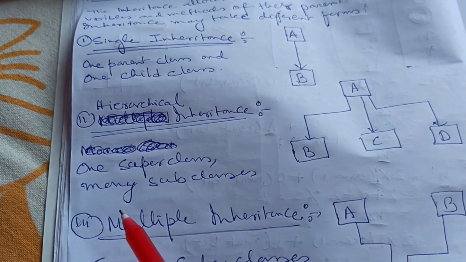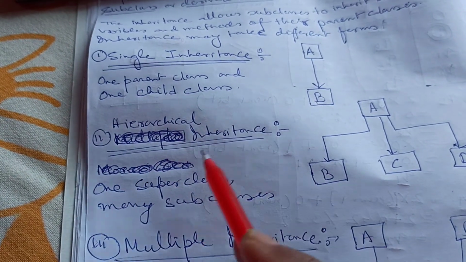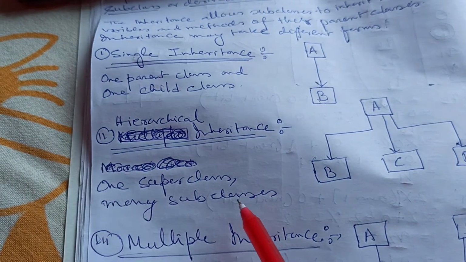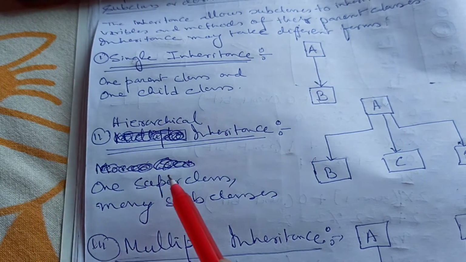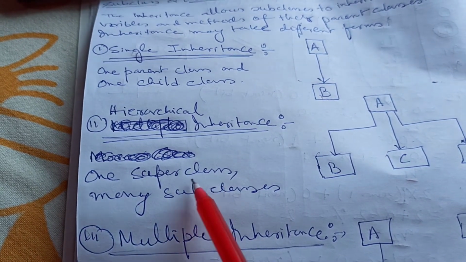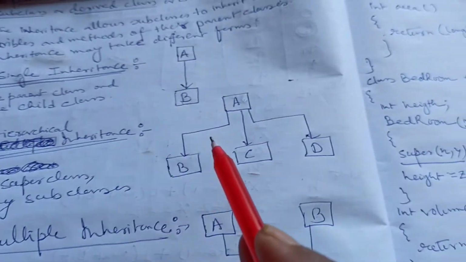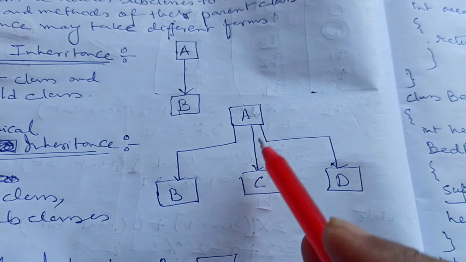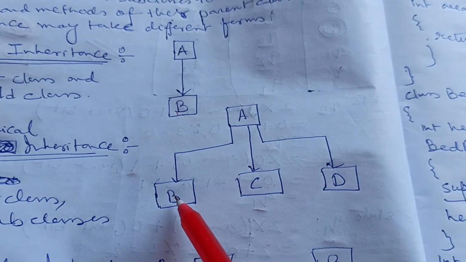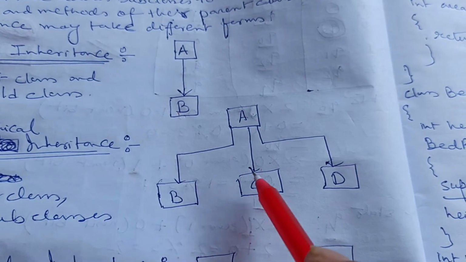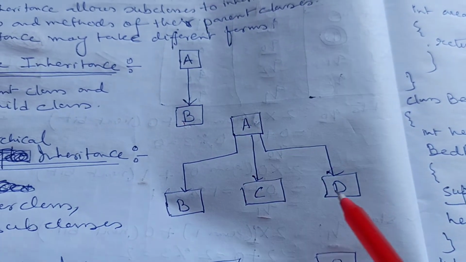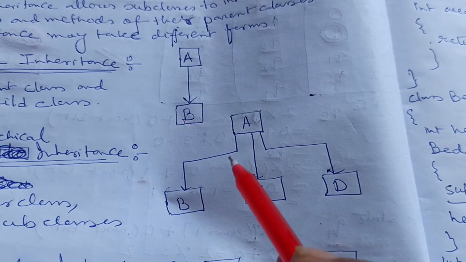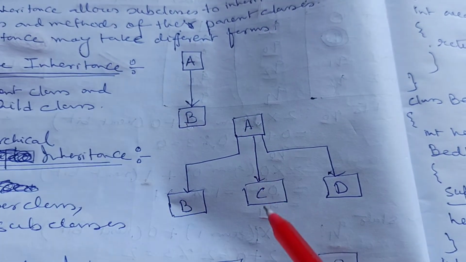Next is hierarchical inheritance. Hierarchical inheritance means one superclass but many subclasses. In hierarchical inheritance there is only one superclass but more than one subclass. You can see from this picture here A is the parent class but there is more than one subclass or child class. Here B, C, D are all child classes and A is the parent class. So all the properties of A are inherited to B, C and D.